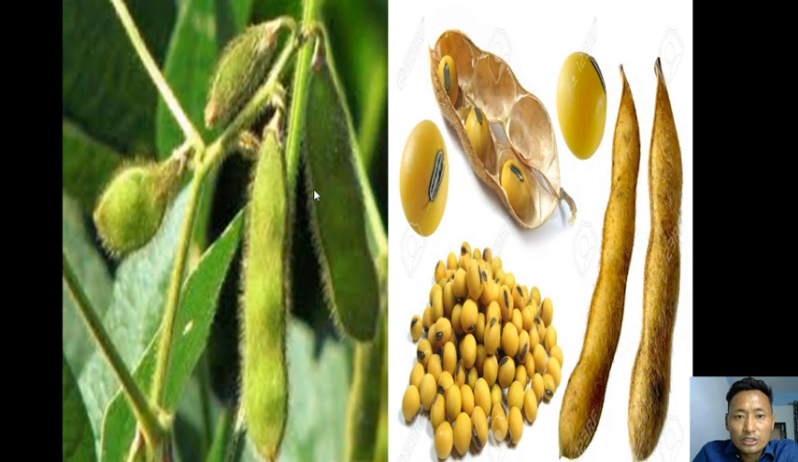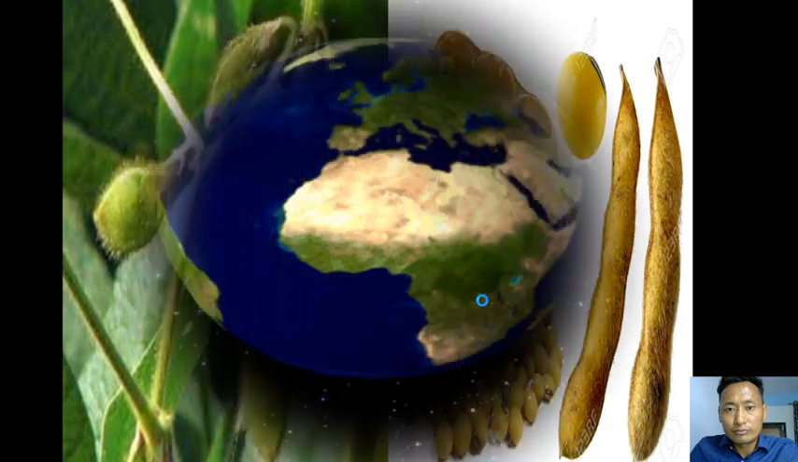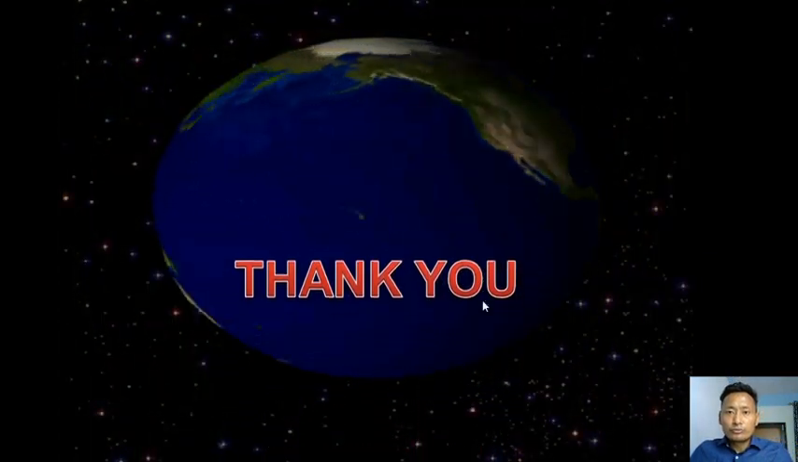So this is the soybean import. Soybean is categorized as a pulse, right? Soybean is used to produce vegetable oils, and we are also using this crop as a pulse. Thank you.